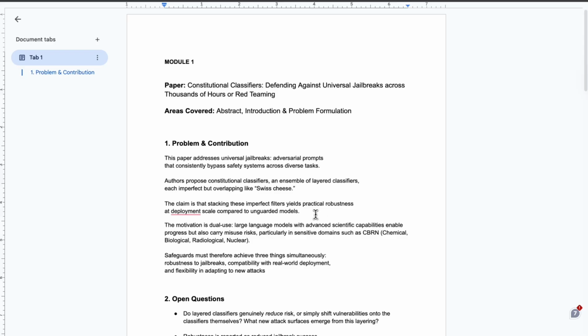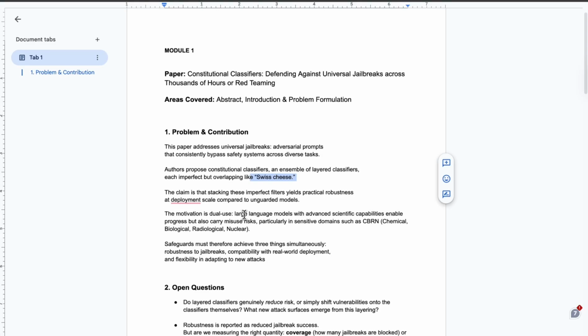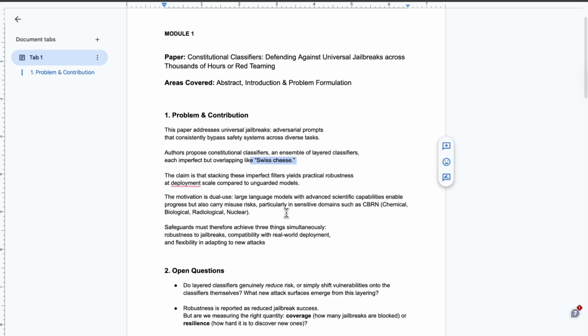They are proposing quite an interesting concept called constitutional classifiers, and it borrows ideas from different parts, but a name to remember is the Swiss cheese. The Swiss cheese model is a stack of different layers put together to improve defense. The claim is that imperfect filters yield practical robustness at deployment scale. Having these stacked filters, or guards in front of and behind the model, improves robustness, and it's also deployment viable.